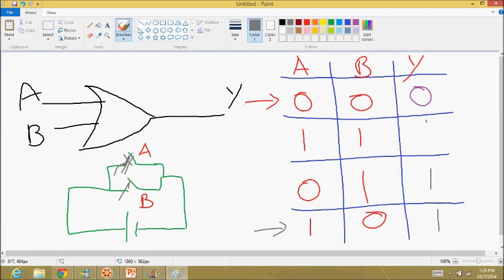And obviously you can see that if both switches are closed, we will obviously get a 1 output. There will be 2 possible paths for it to flow, and it can choose any of the paths, or it will divide amongst the paths rather. So there you can see the truth table for an OR gate.